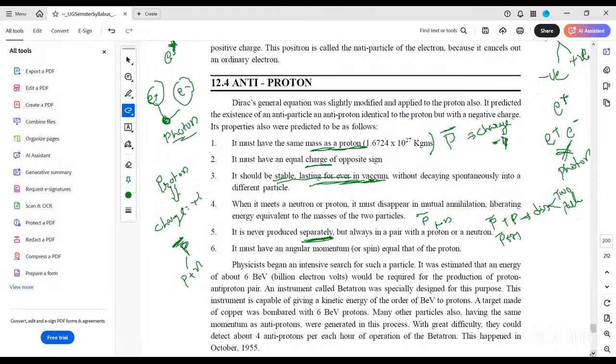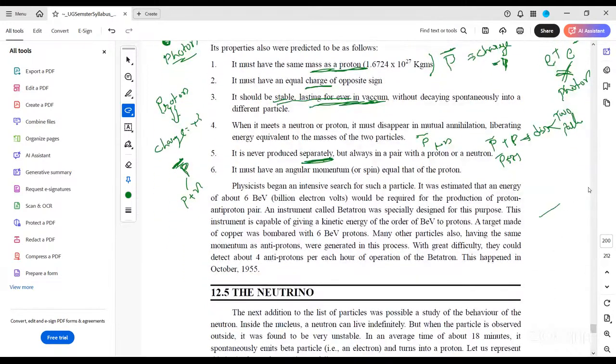So what is the equipment used for producing this antiparticle? I'm taking an equipment called betatron. Here I'm applying 6 billion electron volts of energy to this equipment. Then 4 antiprotons are produced. To produce antiprotons, which equipment is used? Betatron is designed for this purpose. How much energy is required? 6 billion electron volts of energy is required.